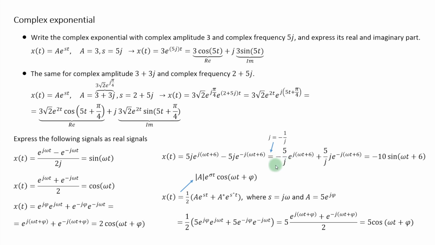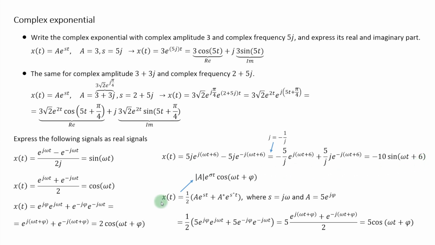When I do that, I can actually identify that this expression is similar to this one, except I don't have this division by 2 here, and instead of omega t, here I have omega t plus 6. So this will be equal to minus 10 times sine of omega t plus 6.